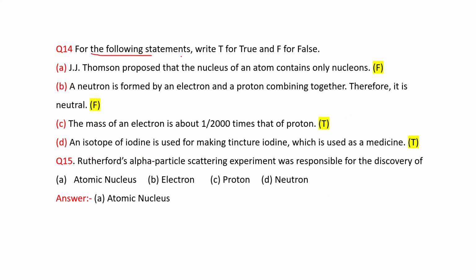Now, for the following statements, write T for true and F for false. J.J. Thomson proposed that the nucleus of an atom contains only nucleons. This is a false statement. A neutron is formed by an electron and a proton combining together, therefore it is neutral. This is again a false statement. The mass of an electron is about 1 by 2000 times that of a proton. This is a correct statement. That's why this is true.